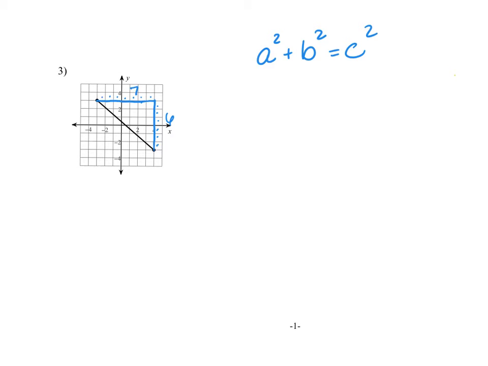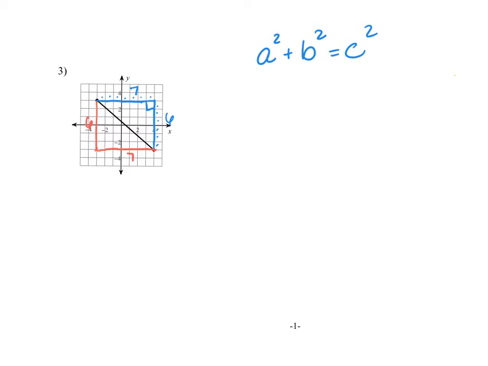Now let's say one of you is different than the rest of us and likes to do things a little bit different. And you drew your triangle this way. This is going to be 7 and this is going to be 6. It doesn't matter. You're going to get the same numbers, okay? So it doesn't matter which way you go, but you connect the dots. When you do that, you create a right triangle.